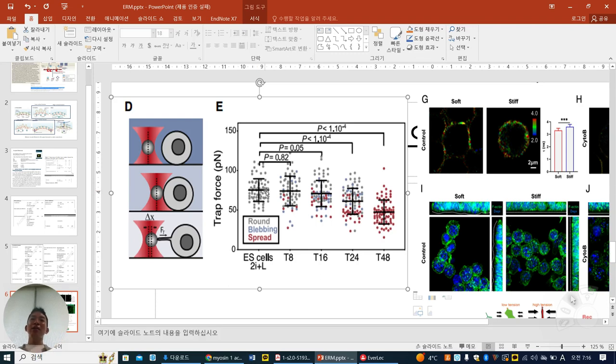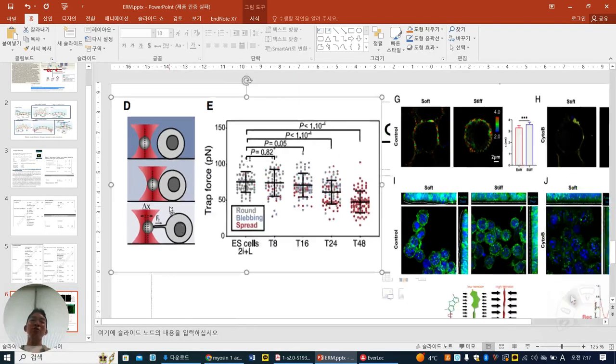But while they are plating on 2D gelatin structure without this inhibitor, over time, this is 8 hours, 16 hours, 24 hours, 48 hours, they are spreading. Red color, you can see many dots, and black cell also you can see. And while they are spreading, trap force is decreasing. So they want to say that while they are spreading to some differentiated status, the cells are losing their cell membrane force, cell membrane tension.